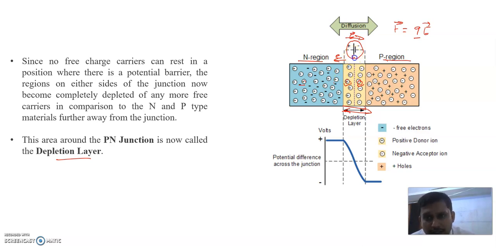So if the force is equal to the force upon the electron, then the electron cannot move from the N region to the P region.